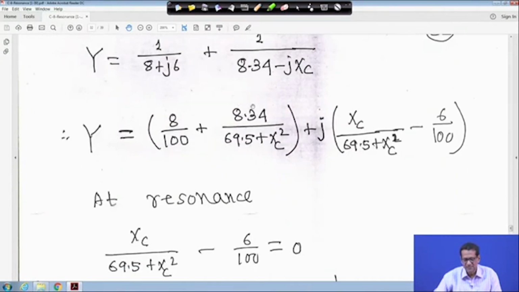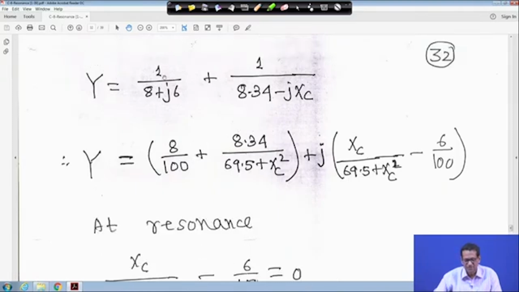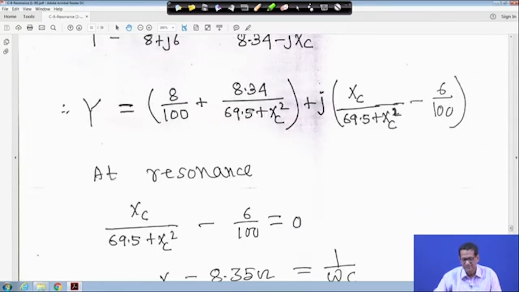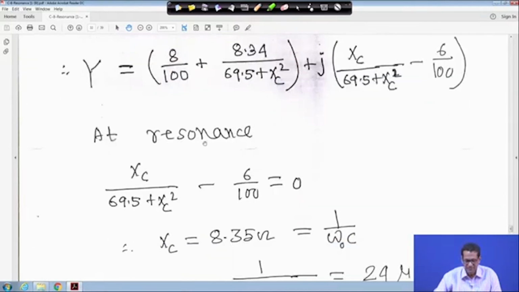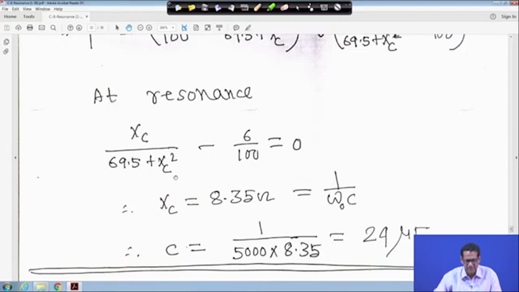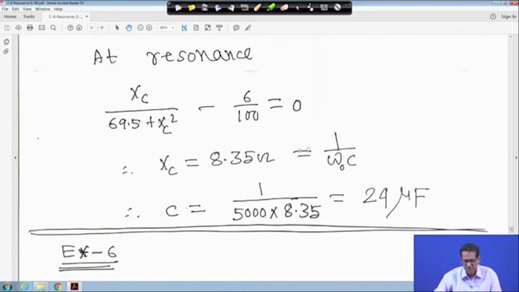So now you multiply the numerator and denominator by 8 minus j6. Here also, numerator and denominator, you multiply by 8.34 plus jXC. Then you simplify, and you will get the real part and the imaginary part. At resonance this imaginary part will be 0. Therefore, if this part is 0, then XC upon 69.5 plus x square minus 6 upon 100 is equal to 0. If you solve it, you will get the two values of XC.